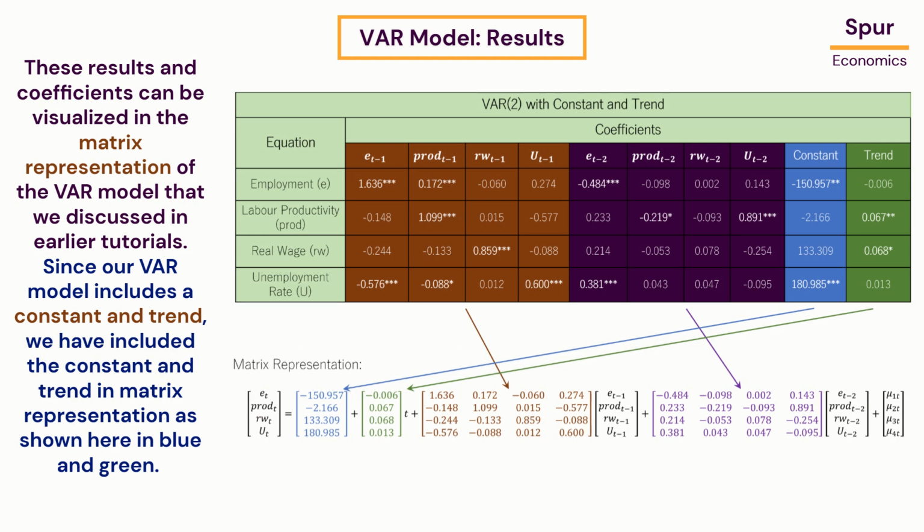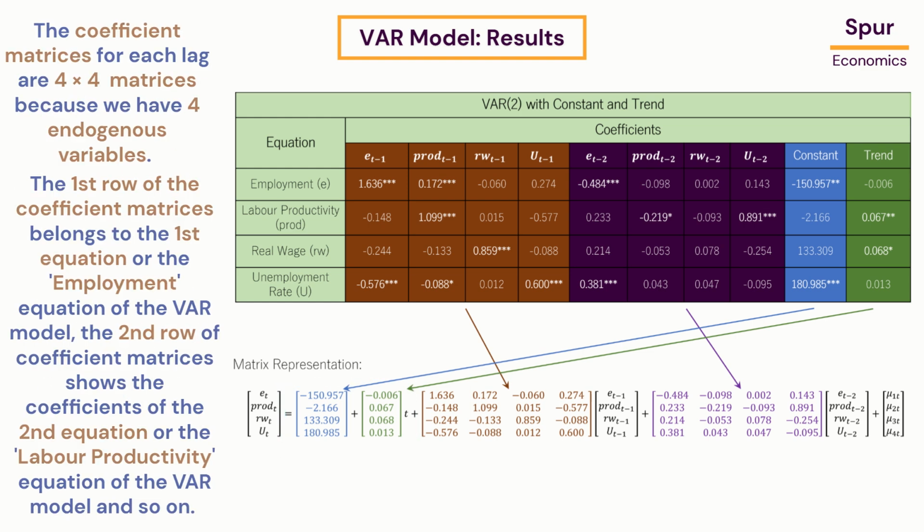These results and coefficients can be visualized in the matrix representation of the VAR model that we discussed in earlier tutorials. Since our VAR model includes a constant and trend, we have included the constant and trend in matrix representation as shown here in blue and green. The coefficient matrices for each lag are 4x4 matrices because we have 4 endogenous variables. The first row of the coefficient matrices belongs to the first equation or the employment equation of the VAR model. The second row of coefficient matrices shows the coefficients of the second equation or the labor productivity equation of the VAR model, and so on.